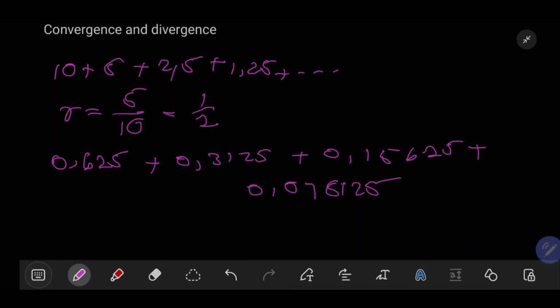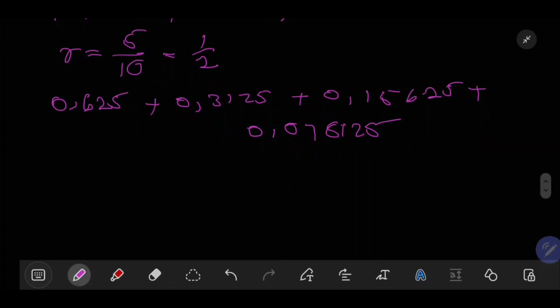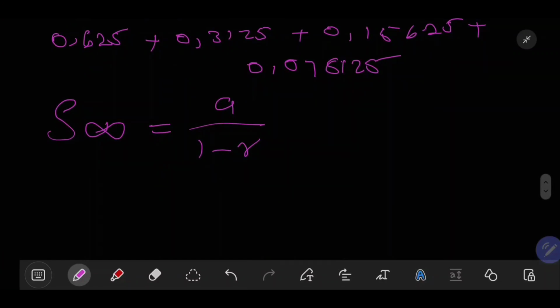When they approach 0, to calculate the maximum sum of this converging series, we use what we call the sum to infinity. The sum to infinity is given by a over 1 minus r. This formula applies if and only if the series converges.